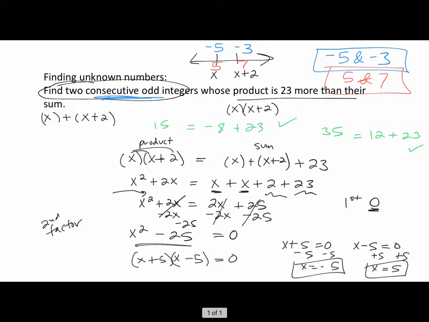So what that means is that we have two conclusions. The numbers are negative 5 and negative 3, and 5 and 7. These both work for these restrictions.